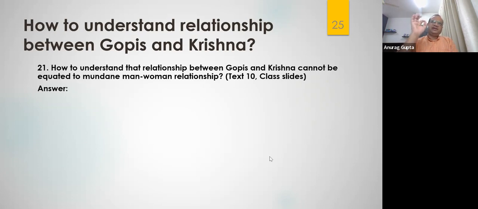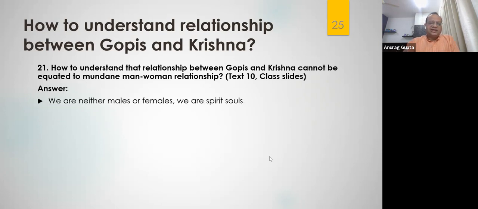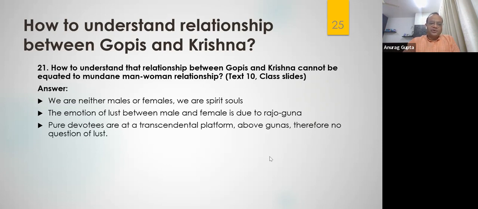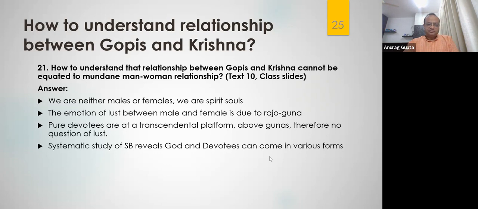When we say we are spirit soul, pure spirit soul, we are neither male nor female. What does it actually mean in terms of consciousness, in terms of chetana? We are neither male nor female. We are spirit soul. The emotion of lust between male and female is due to rajoguna. Pure devotees are at a transcendental platform above the gunas. Therefore, no question of lust.